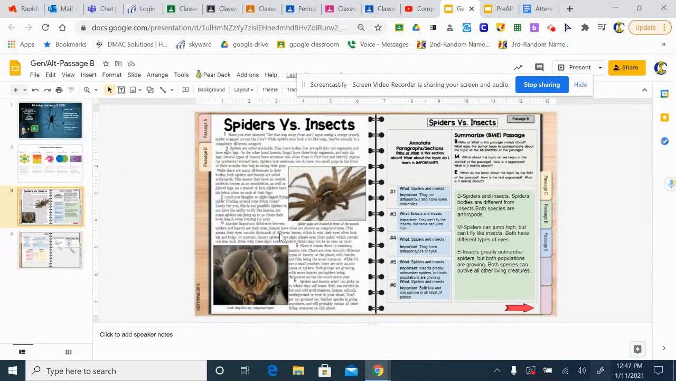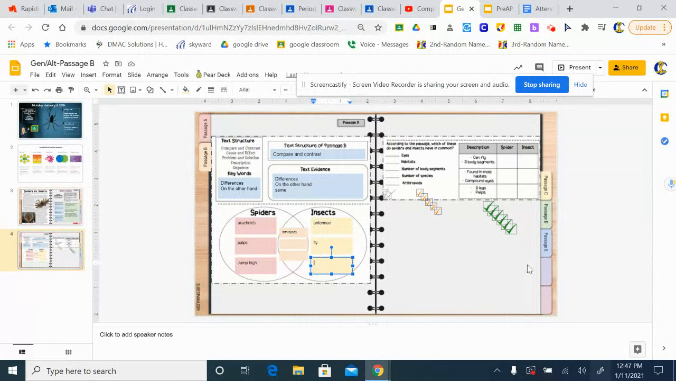Okay, and another difference here they say is that spiders and insects again are in their eyes. Insects have what's known as compound eyes. So here you're going to put here that they have compound eyes.